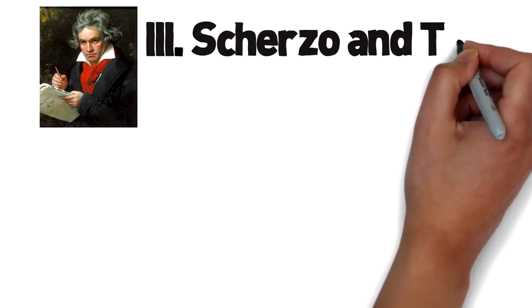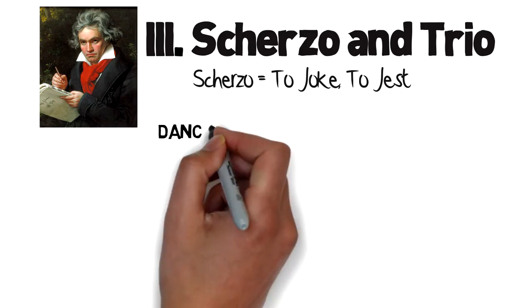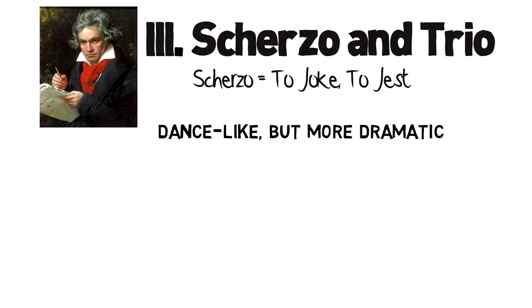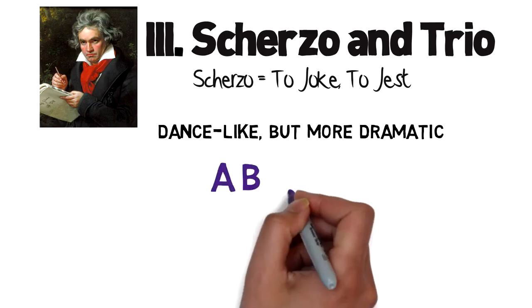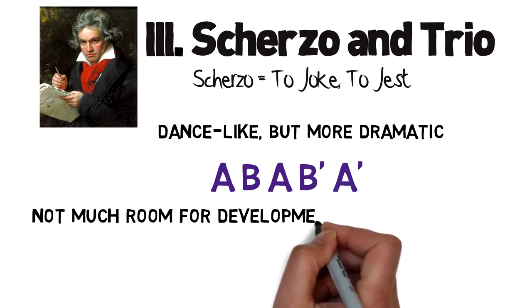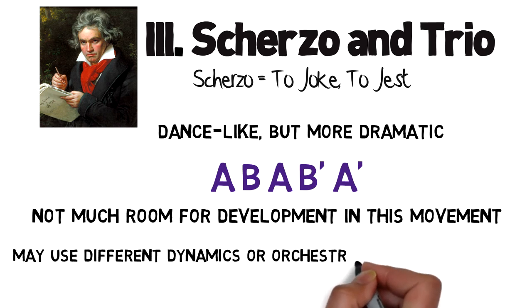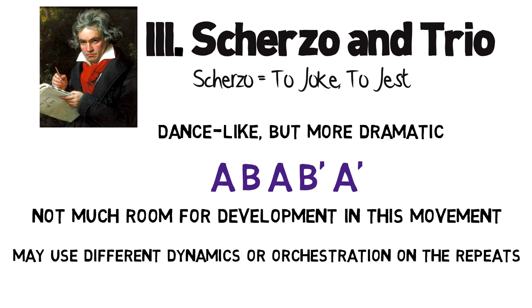Beethoven, in his mammoth works, expanded the minuet movement into what he called a scherzo, meaning joke, though they're rarely very funny. He keeps the dance-like character but makes it all a bit more dramatic. In a few cases he adds a second trio to make the form more expansive, so it might be A-B-A-B-A, though as I said earlier, there's not usually much room for development in this movement. He'll maybe use different dynamics on the recurrences to add a bit of variety, but probably not much else.